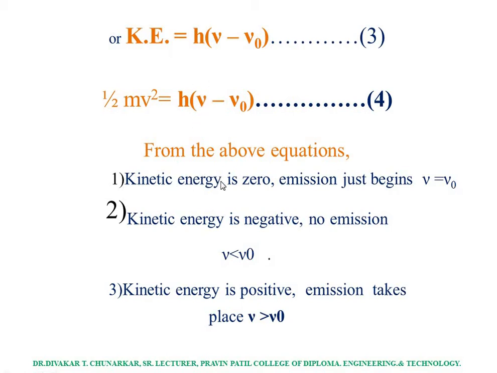From the above equation, if kinetic energy is 0, emission just begins, nu equal to nu 0. It means the frequency of light is equal to the threshold frequency. If kinetic energy is negative, no emission takes place, so nu is less than nu 0. If kinetic energy is positive, emission takes place, nu is greater than nu 0.